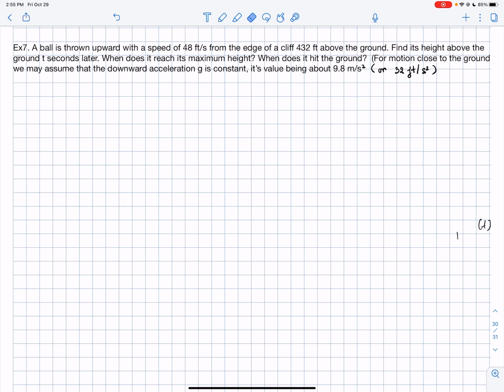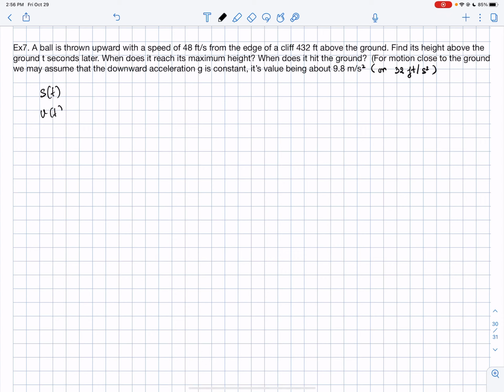For the motion close to the ground, we may assume that the downward acceleration g is constant, its value being about 9.8 meters per second squared or 32 feet per second squared. Since in this problem we are using feet, we will use an acceleration of 32 feet per second squared. If we assume that the ball going up is the positive direction and the ball going down is the negative direction, then s of t will be the distance that the ball travels.